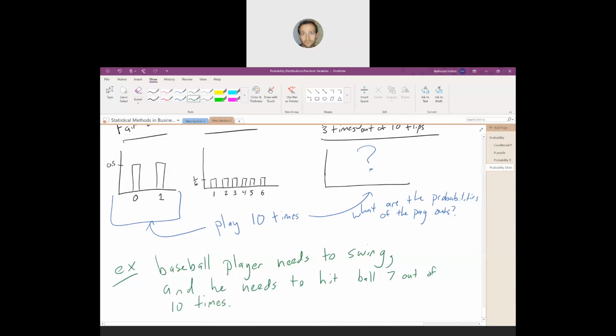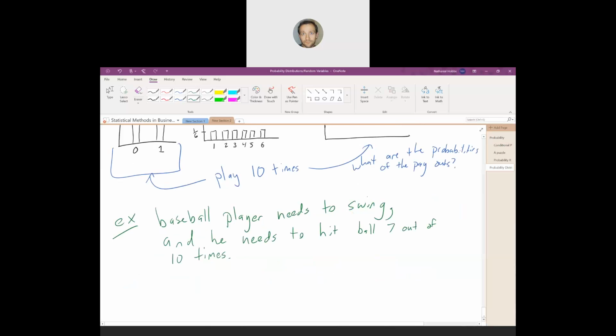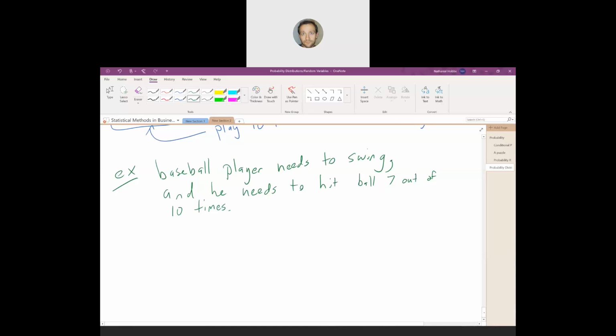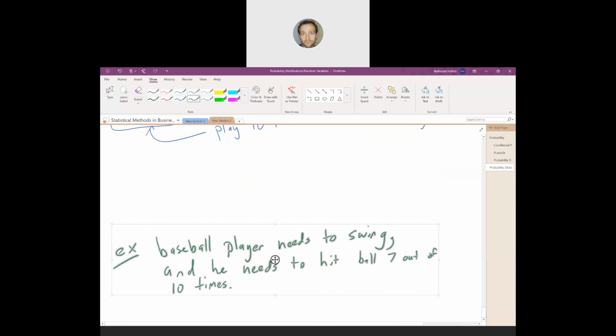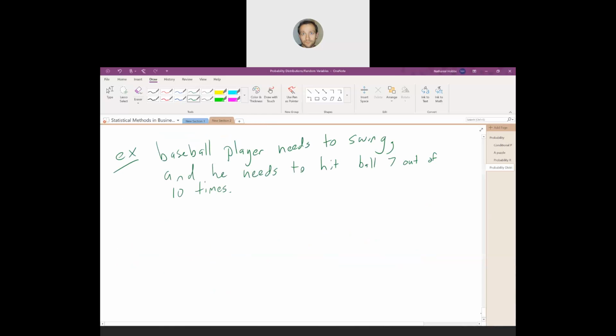Very good. Okay, yes, so Andrew, this is an example that we can work with. This would be making a bet on a baseball game. And I'm betting that a baseball player is going to be swinging 10 times in the game, and if he hits the ball 7 out of the 10 times that he tries to hit the ball, then I win.